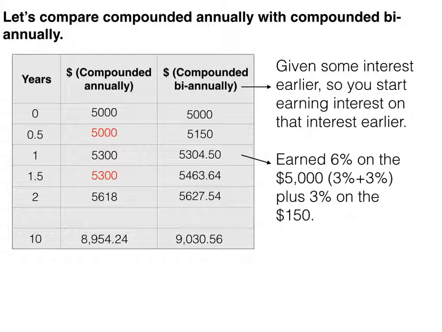3% of 150 is $4.50. That's where that extra money is coming from. So if you look at all the numbers in the compounded biannually, we're earning more money. So we would rather compound it biannually than annually. It seems like it should be the same, but it's not, because we're earning interest earlier. So we're getting interest on our interest.